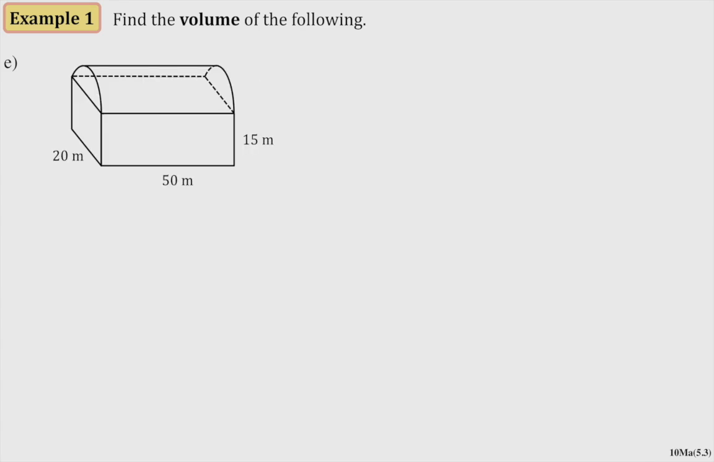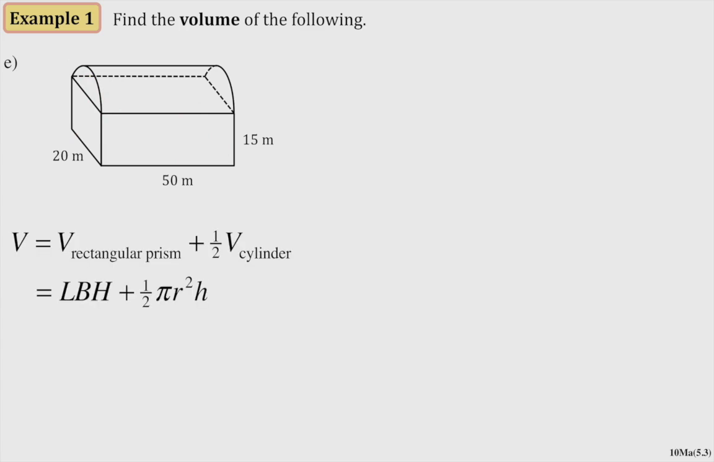Part E, the volume of this shape. Now this is a composite shape. We're going to find the volume of the rectangular prism and then the volume of the half cylinder that's on the top. So the formula for the volume of your rectangular prism, we know. The formula for a cylinder is pi r squared h, and we have a half because we only have half of the cylinder there.